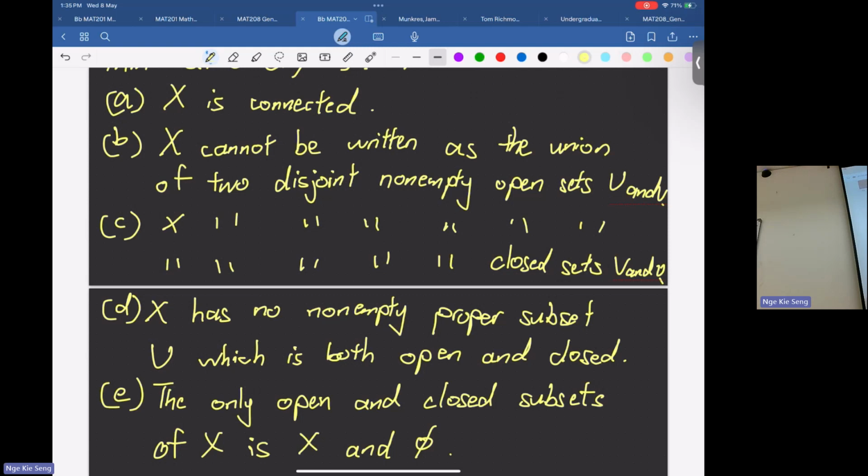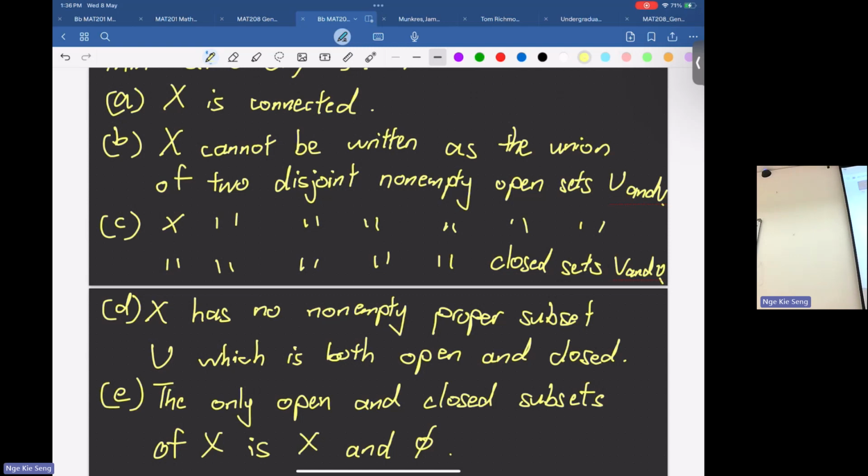Wait, now we go from A to E first. So why suppose the assumption? We are in the connected world. So you suppose the result is not true first, then you want to prove the contrapositive. We go from A to E. We can go from E to A later. So we go from A to E first. We suppose these are not the only open and closed sets. So there is some proper non-empty set which is both closed and open. Then the proper one will form the separation.